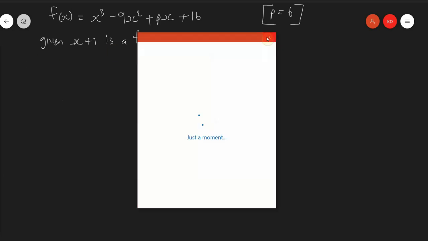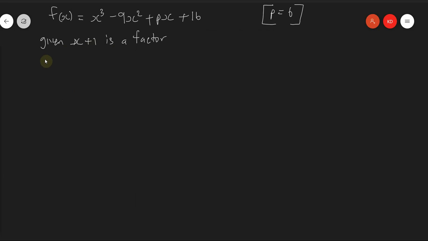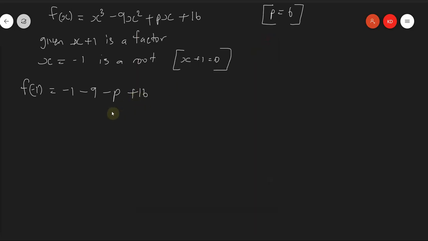So if x plus 1 is a factor, then that means x equal negative 1 is a root, and we do that by setting x plus 1 equal to 0. Alright, so let's find f of negative 1. So we plug negative 1 in the equation. Negative 1 cubed, that's negative 1, minus 9 times negative 1 squared, which is 9, and p times negative 1, that's negative p, plus 16. And as I said, f of negative 1 is equal to 0 since x plus 1 is a factor.